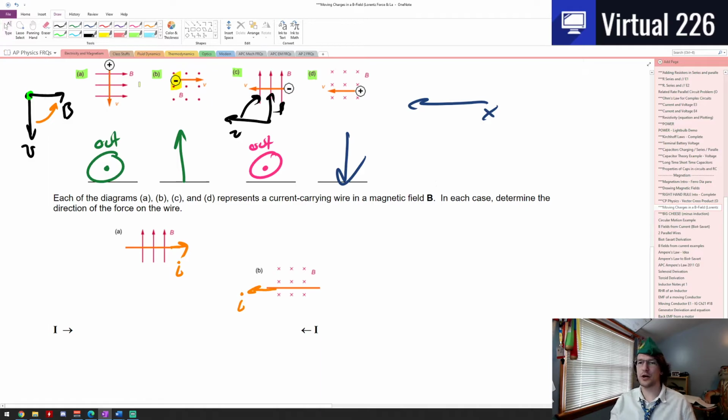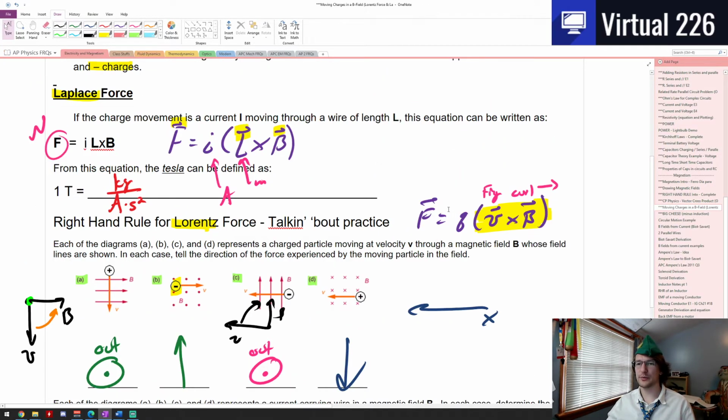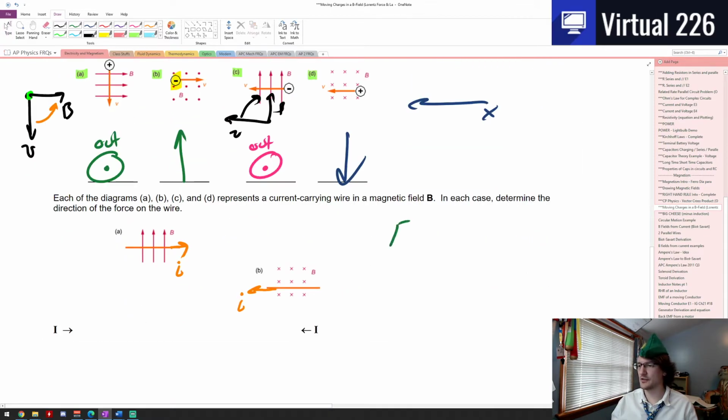Let's try this out for our other scenario here. If we're not doing this for the Lorentz force, we could be doing it for the Laplace force, which is that force is equal to the current multiplied by the cross of the length and the B field.